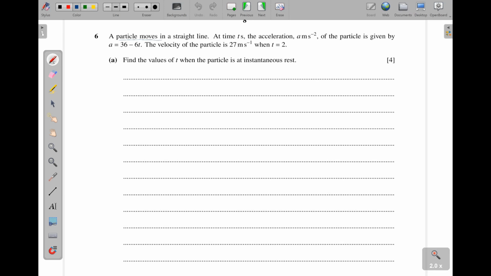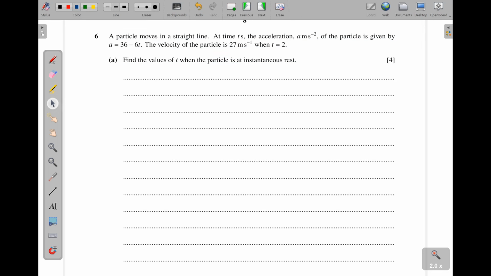Question 6. A particle moves in a straight line at time t seconds. The acceleration a meters per second squared of the particle is given by a is equal to 36 minus 6t. The velocity of the particle is 27 meters per second when t is equal to 2. Find the values of t when the particle is at instantaneous rest.